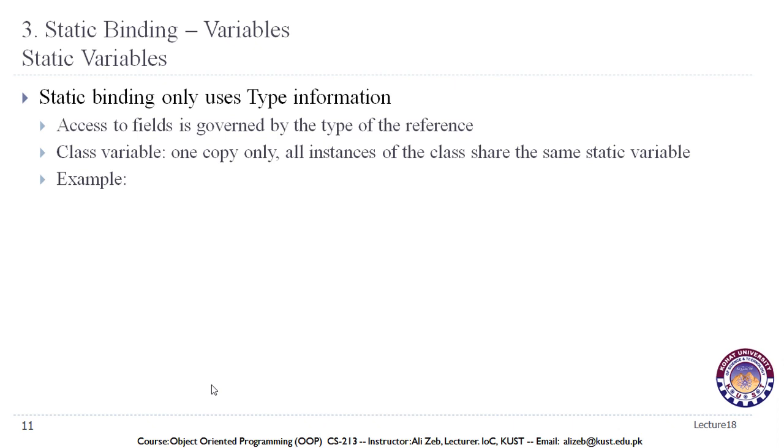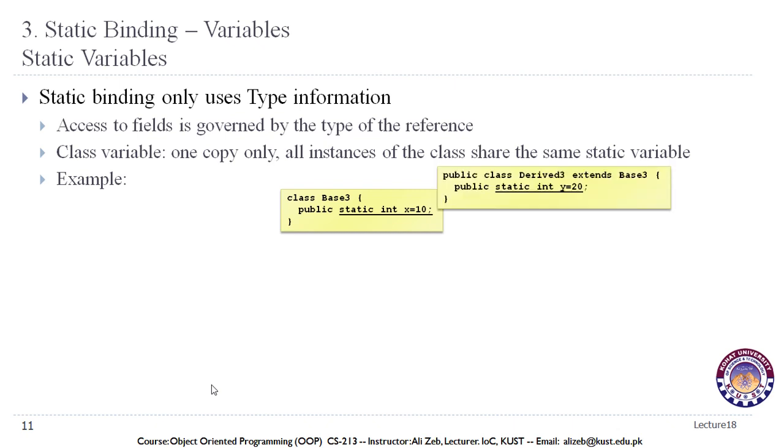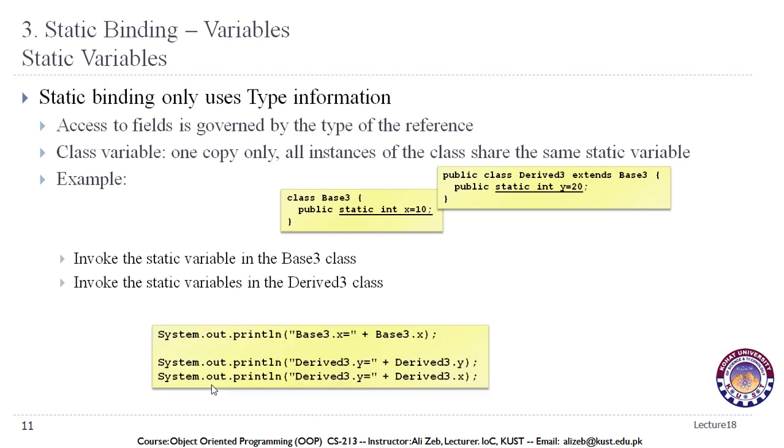That means all the objects of the class will have exactly the same value for the static variable of the class. So we have class base3 that has a public static integer variable x equal to 10. Then we have another class, public class derived3 extends base3, with its own static variable y. We invoke the static variable in the base3 class and the static variable in the derived3 class with the help of these statements. So for example, we try to print the variable x of the base3 class.